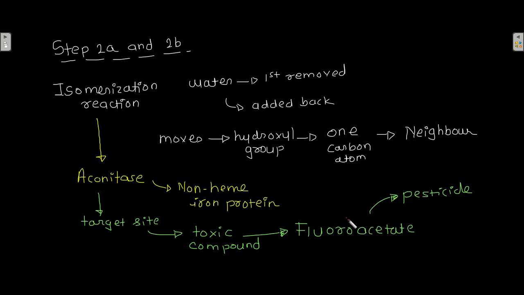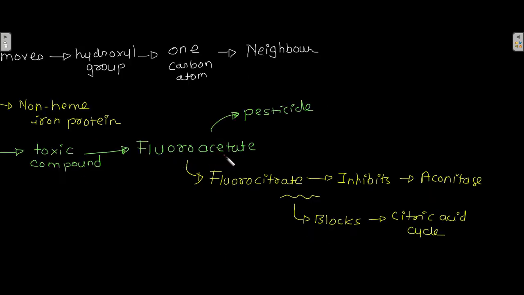Due to this fluoroacetate, the Krebs cycle is not taking place. Now this fluoroacetate gets converted into fluorocitrate, and then this fluorocitrate inhibits aconitase, and that is how the citric acid cycle is blocked. So fluoroacetate shows its toxicity by getting converted into fluorocitrate, then inhibiting aconitase, and at last blocking the citric acid cycle.